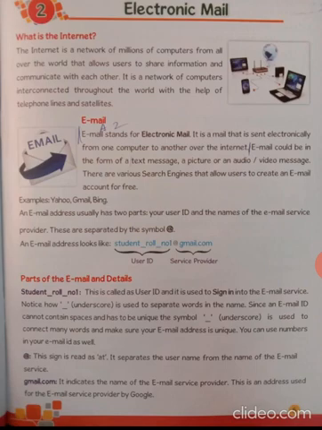What is internet? First it is given what is internet. The internet is a network of millions of computers from all over the world that allows users to share information and communicate with each other. It is a network of computers interconnected throughout the world with the help of telephone lines and satellite.